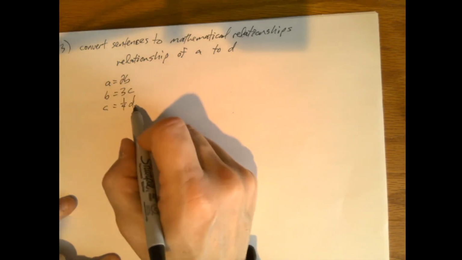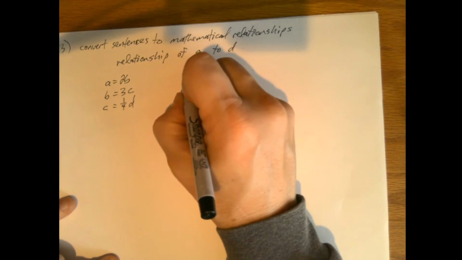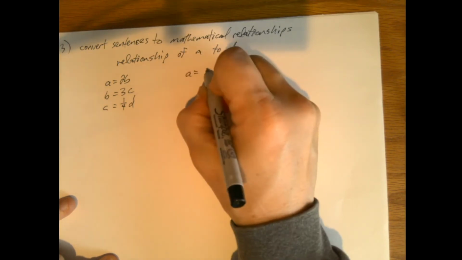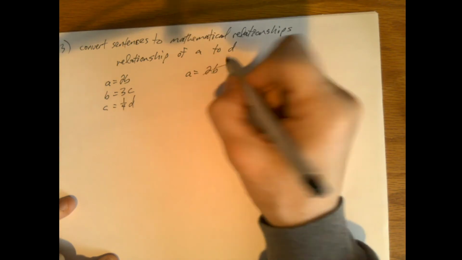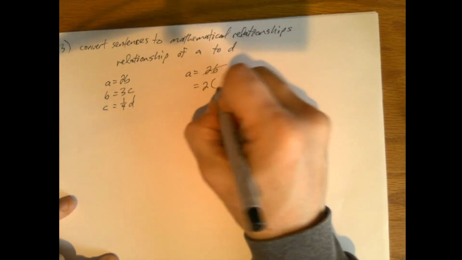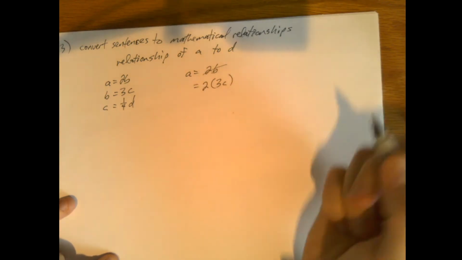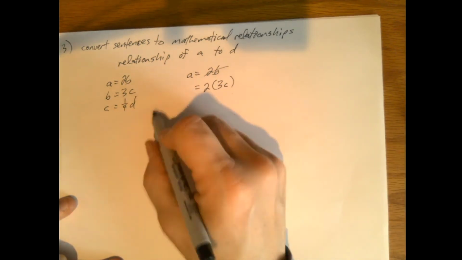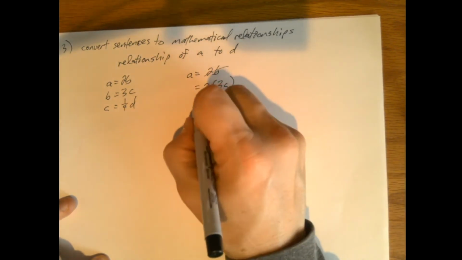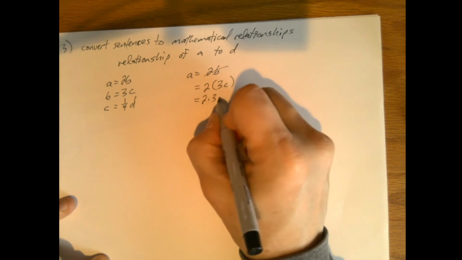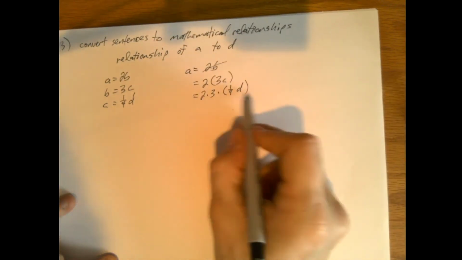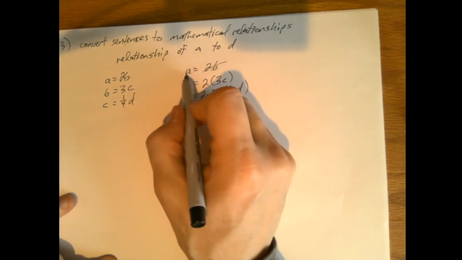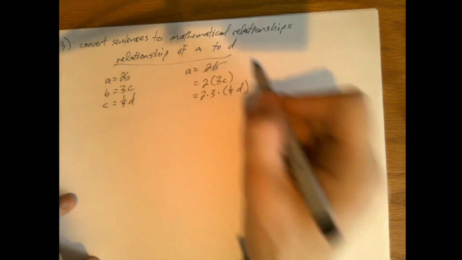Well, then what can I do? Well, I need to get from A to D. So I have A is equal to 2B. And now I know B is 3C. So this becomes 2 times 3C. And now we know C is equal to 1/4 D. So this is 2 times 3 times 1/4 D. Then I can work this out. And here I go from A to D, and that allows me to answer the question.